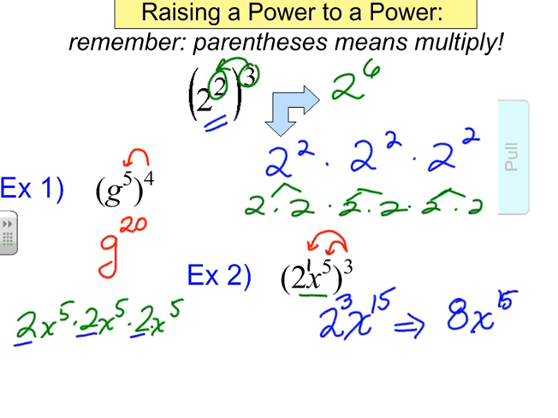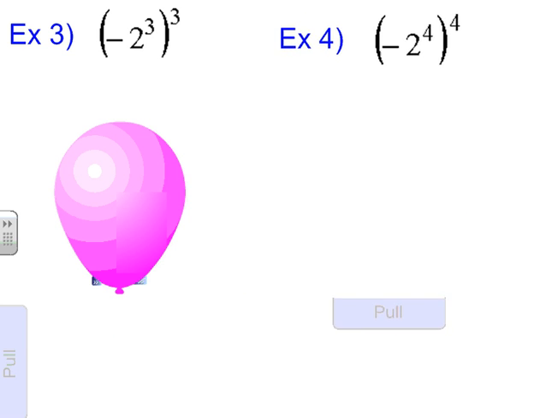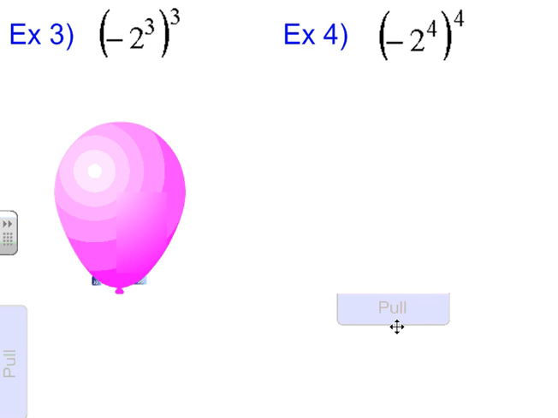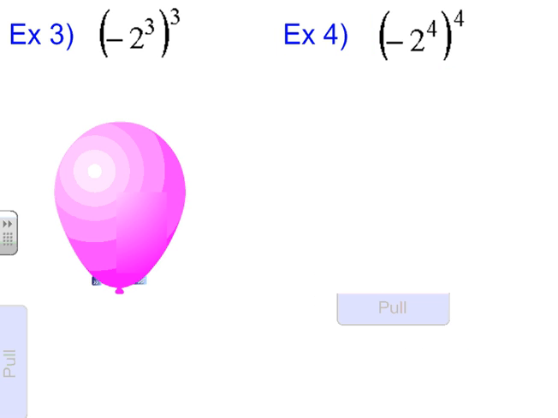Now let's talk about what happens with negatives, and let's look at 2 problems side by side here. The first one, I have negative 2 to the 3rd, and the whole thing is raised to the 3rd power. And the second one, I have negative 2 to the 4th, all raised to the 4th power. So when I look at this first one, this will turn out to be negative 2 to the 9th power. When I look at the second one, this will be positive 2 to the 16th power.